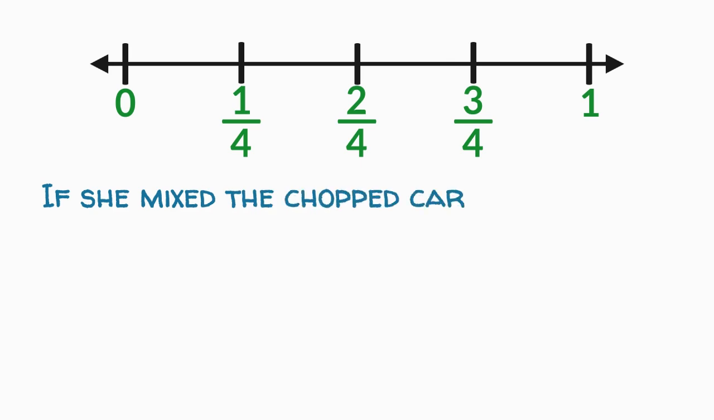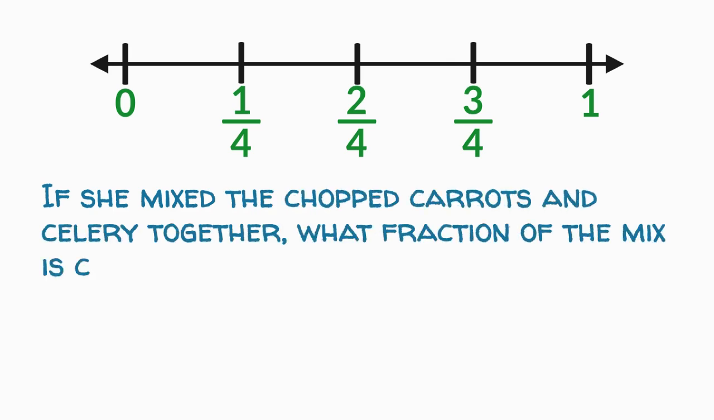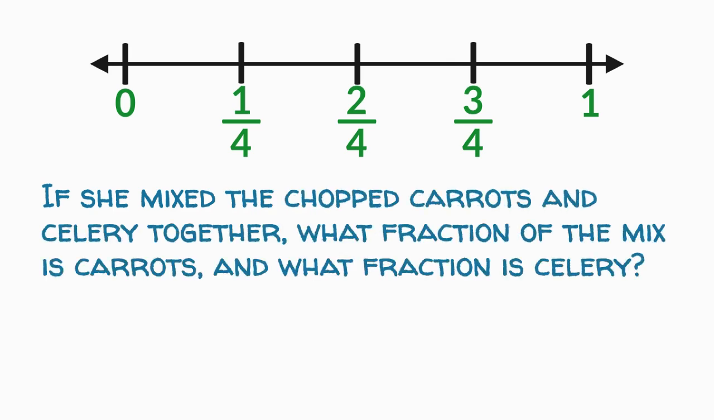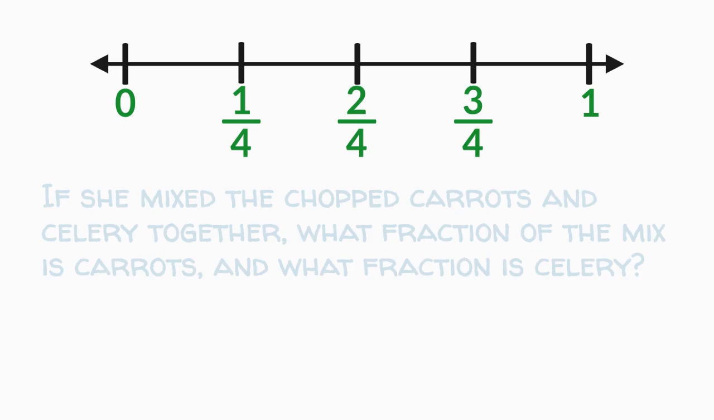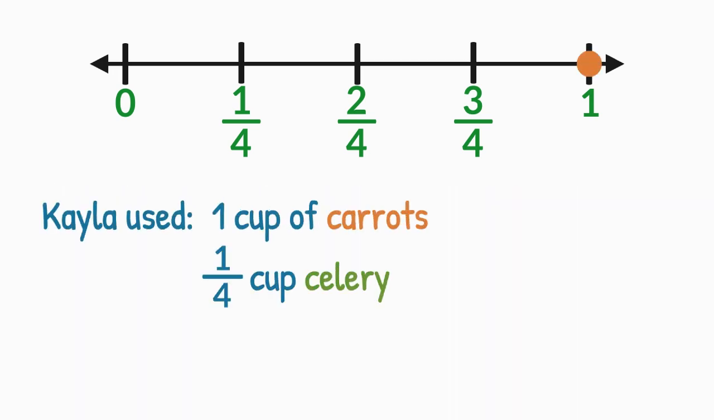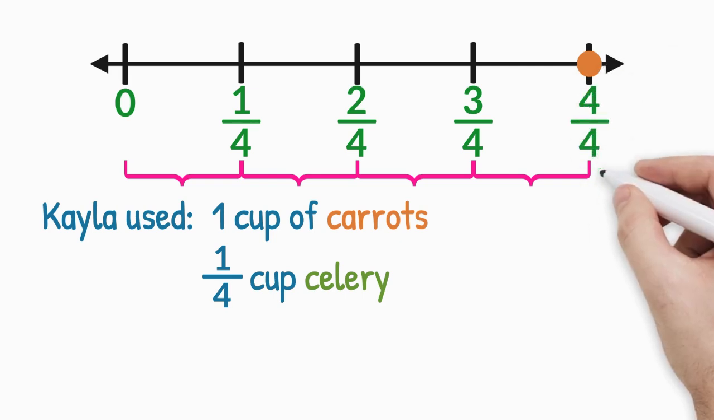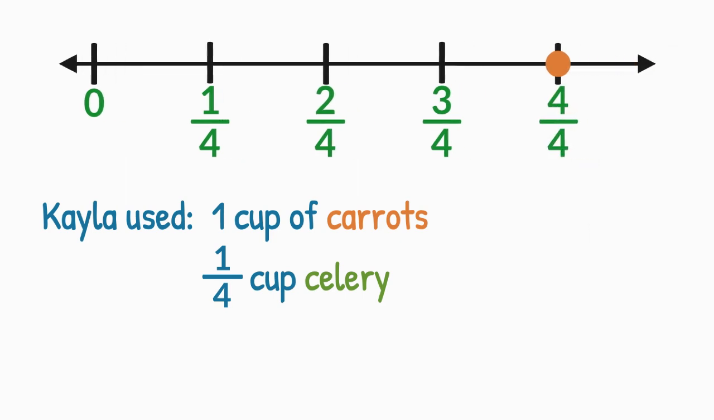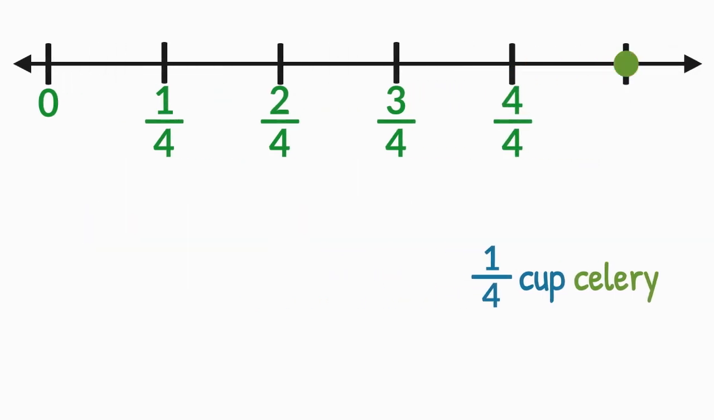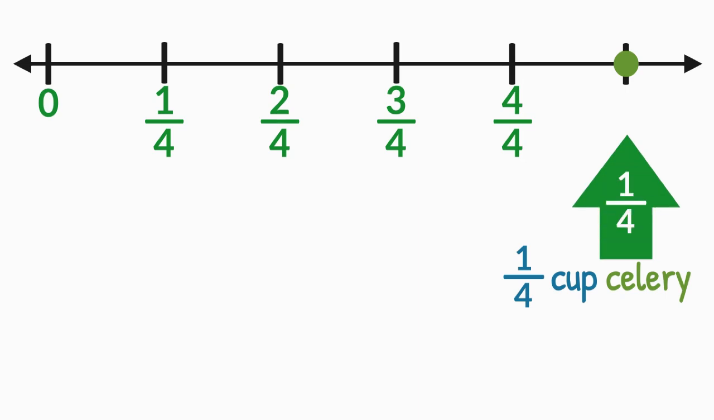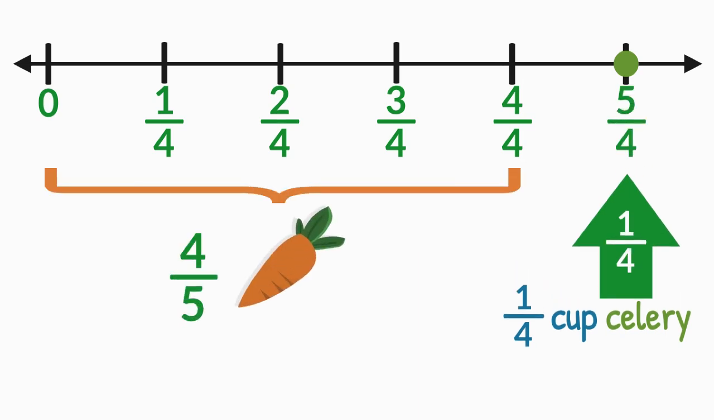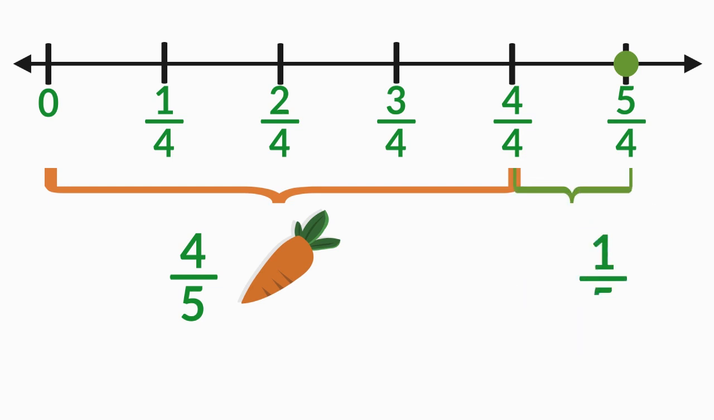If she mixed the carrots and celery together, what fraction of the mix is carrots and what fraction is celery? Using a number line, the space between 0 and 1 is divided into 4 equal sections to represent the denominator of 4. The previous question allowed us to see that Kayla had 4/4 cups of carrots. We move forward 1 section of size 1/4 to represent 1/4 cup of celery. 4 parts out of the 5 parts represents carrots, the fraction 4/5. 1 part out of a total 5 parts represents celery, the fraction 1/5.